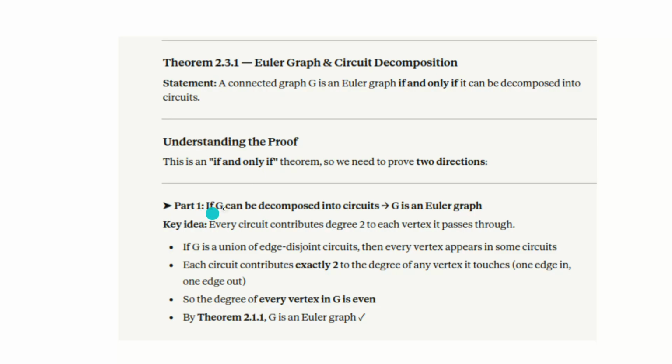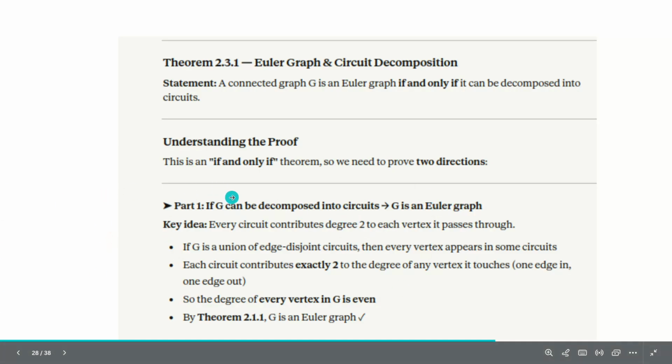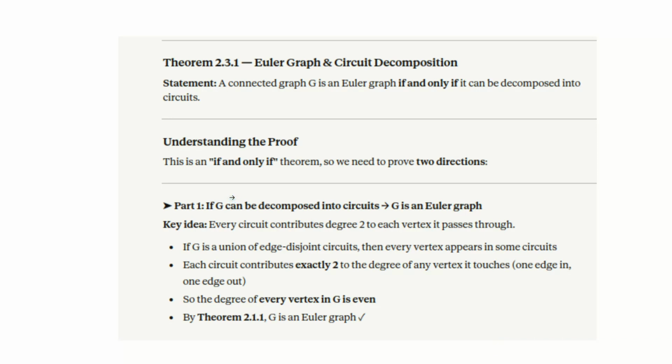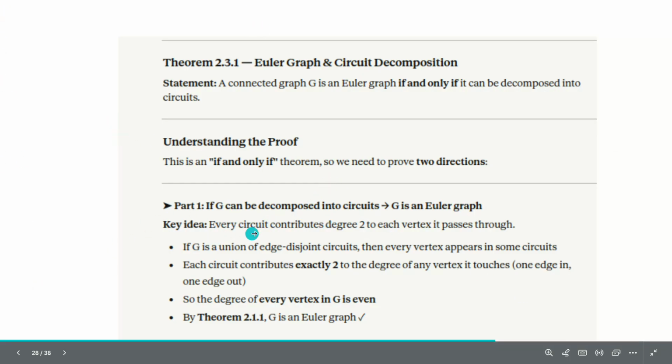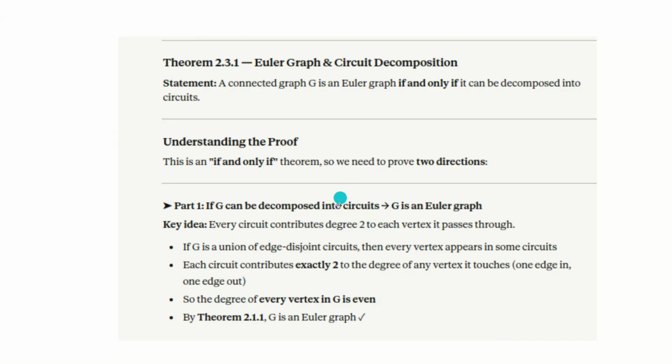So in the first part, let's say G can be decomposed into circuits; then I have to prove that G is an Euler graph. Here I'm saying that G is decomposed into circuits. In a circuit the starting and ending vertex are the same. That means each vertex has even degree, right? The key idea is that every circuit contributes degree 2 to each vertex it passes through.